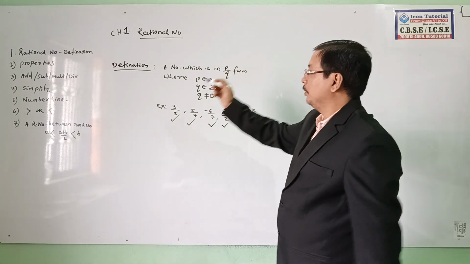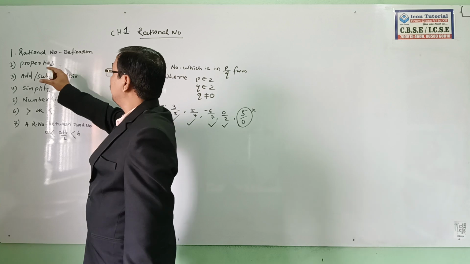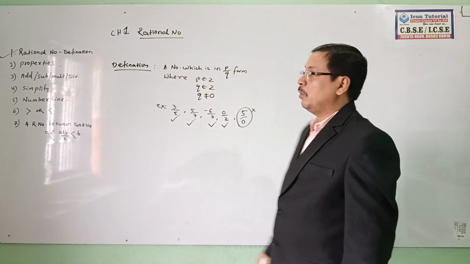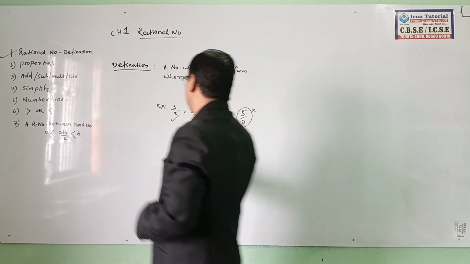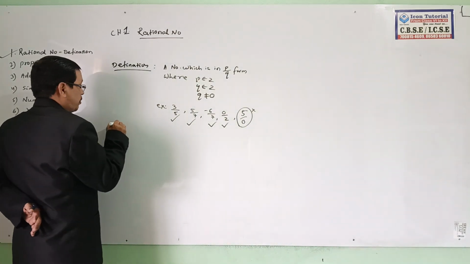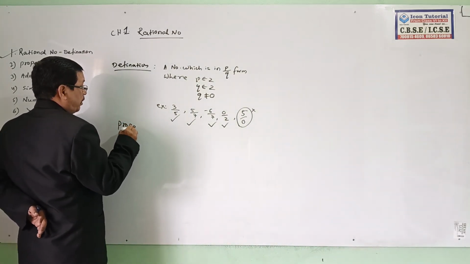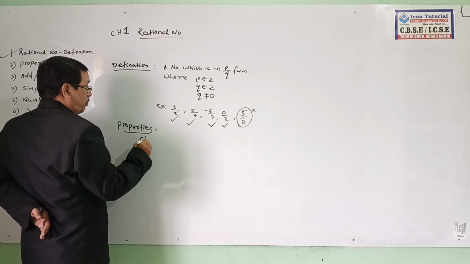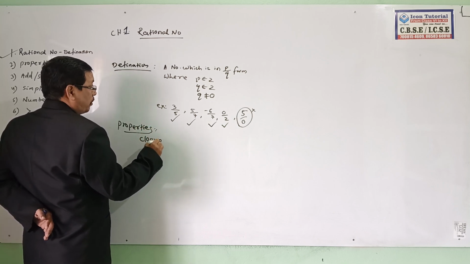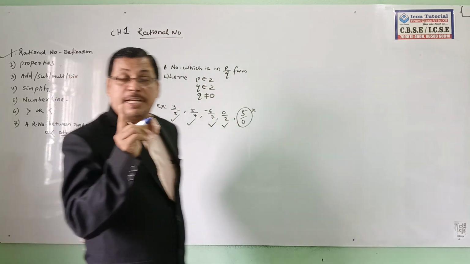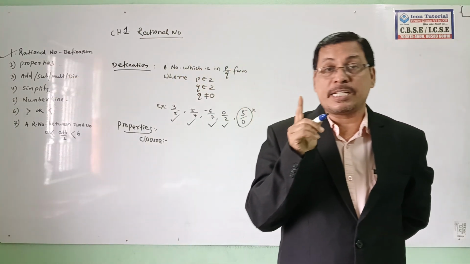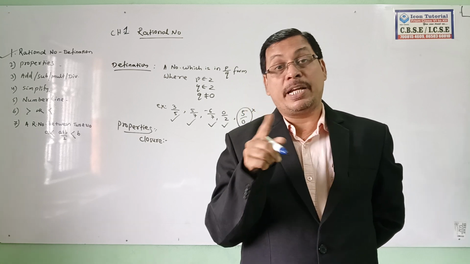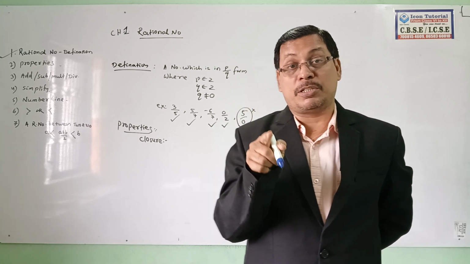Now the first topic is completed. Then we will discuss the properties. Number one, closure property. What is the closure property? Suppose A is a rational number and B is a rational number, then A plus B is also a rational number. That is the closure property of addition.